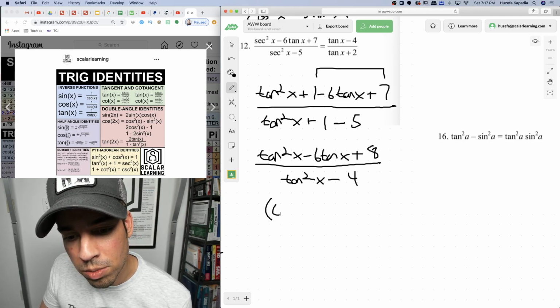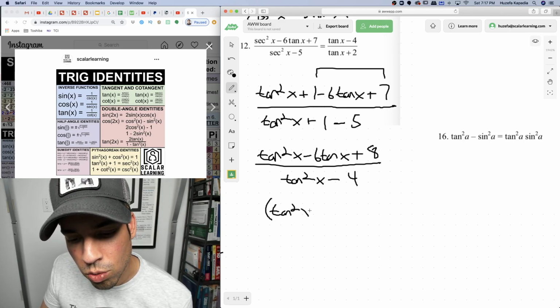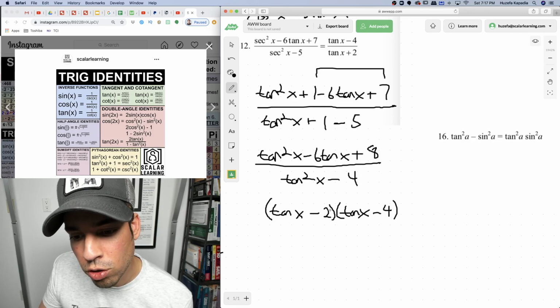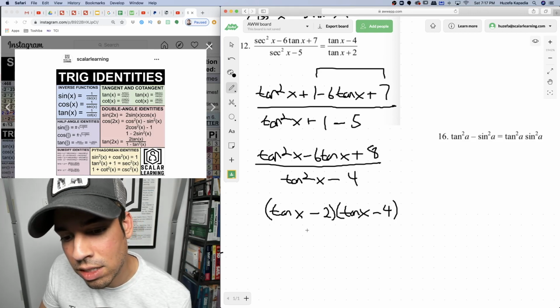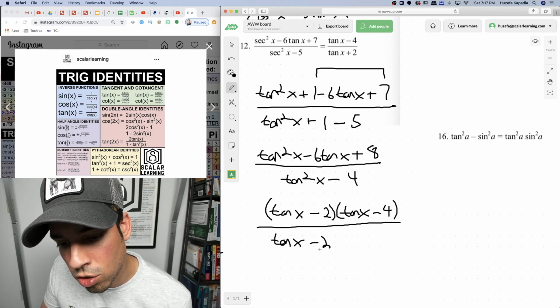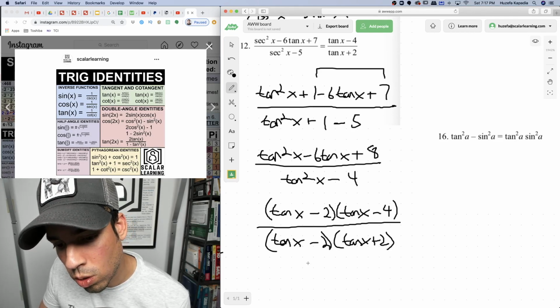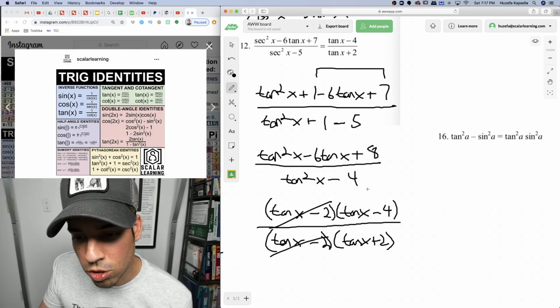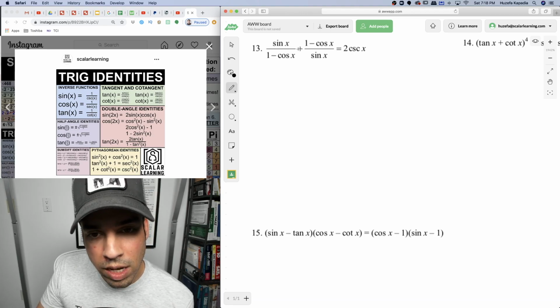So the top becomes tangent x minus 2 times tangent of x minus 4. Why did I choose those? Because those two multiply to positive 8 and add to negative 6, over tangent of x minus 2 tangent of x plus 2. That's how we factor a difference of squares. These guys cancel out, and voila, tangent of x minus 4 over tangent of x plus 2. Boom, done.